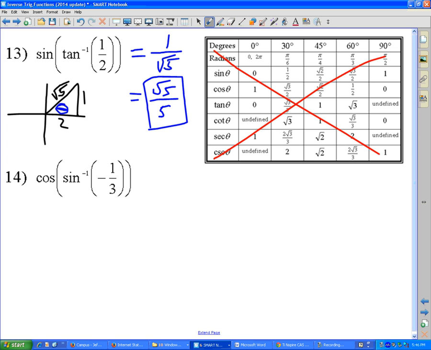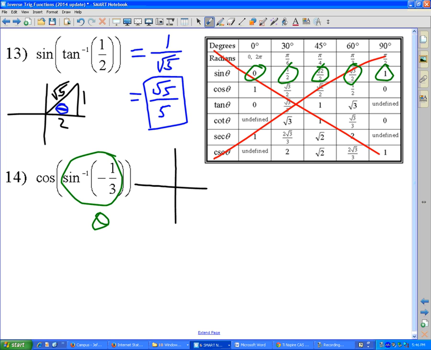Similar problem on number 14. The cosine of inverse sine of negative 1/3 is just a big old angle, but I don't know what angle it is. Sine on the nice special right triangle rotations is never equal to a ratio of 1/3. So we're going to have to build ourselves a little picture here. So here's our picture.